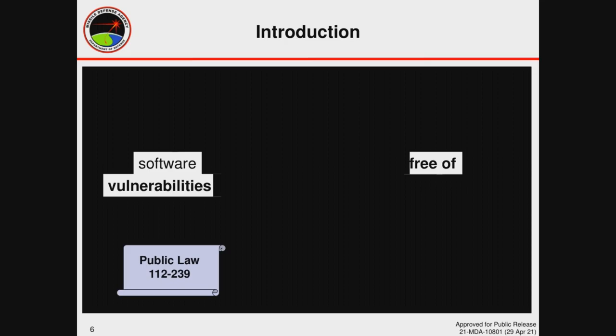Next, the definition shows that it has an aspirational goal of software that's free of vulnerabilities. Vulnerabilities are weaknesses in the security procedures, the internal controls, or the implementation of security controls that could be exploited by an adversary. So the goal of software assurance is software that's free of exploitation.